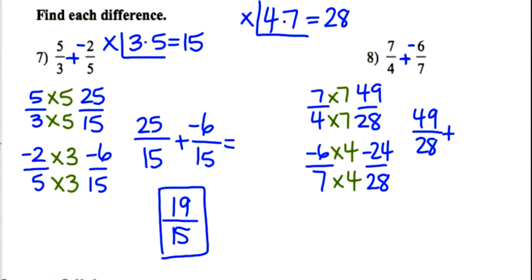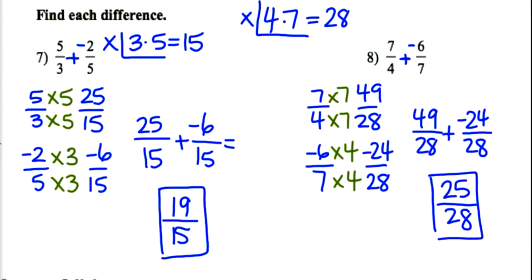28ths fighting -24 28ths, or adding a negative because they are on opposite teams. 49 and -24. Positives are going to win by 25. Remember that my denominator is going to stay the same.